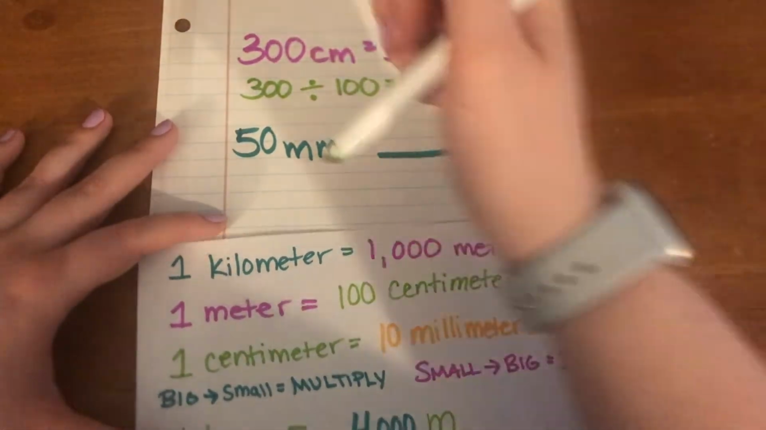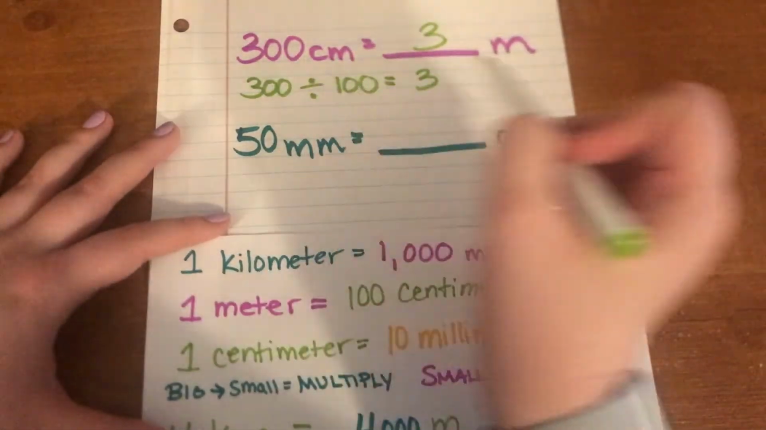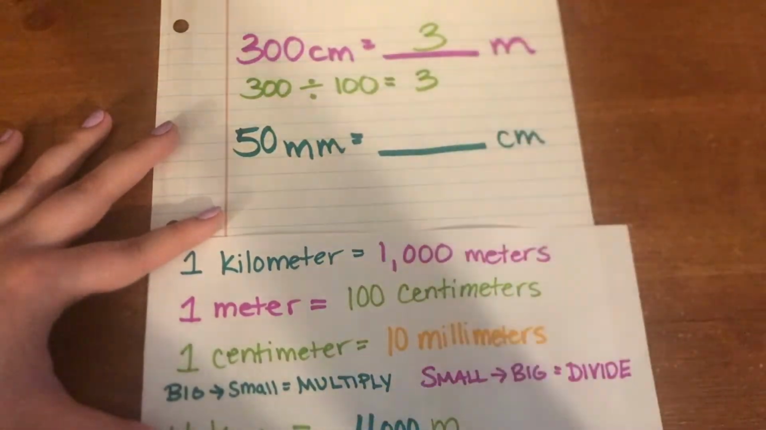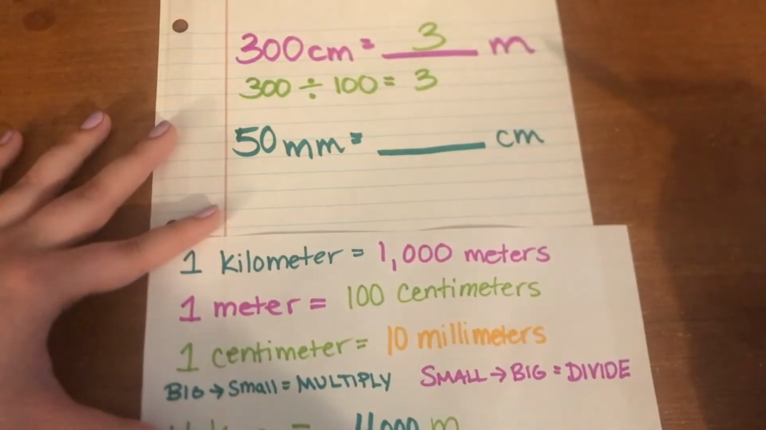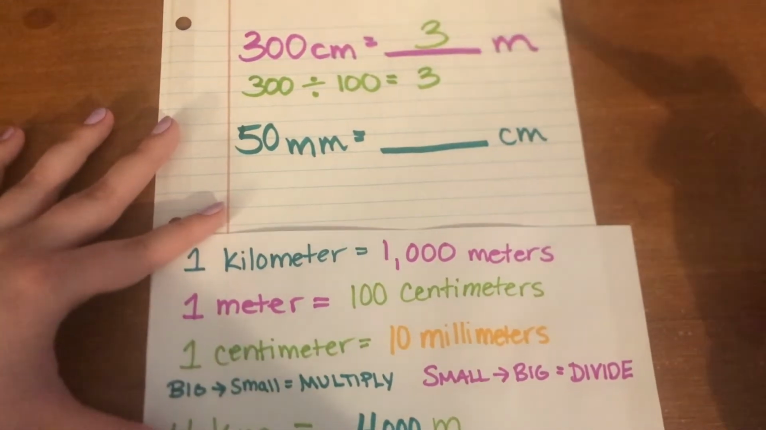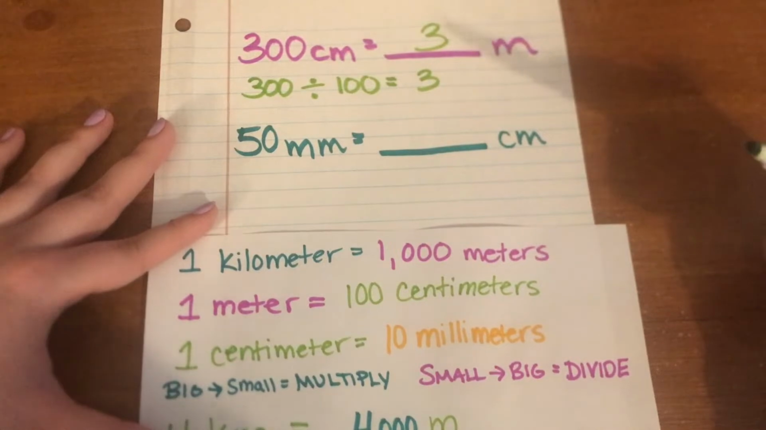Whenever you're going from a smaller unit to a bigger unit, it makes sense that the number is going to be smaller, right? Just like with feet and inches, there are 12 inches that make 1 foot. There are 100 centimeters that make 1 meter.